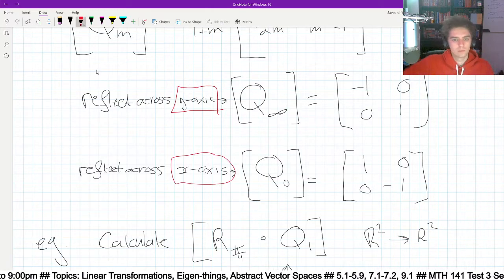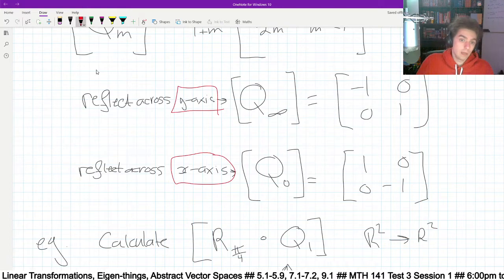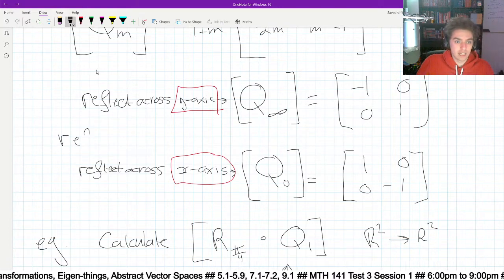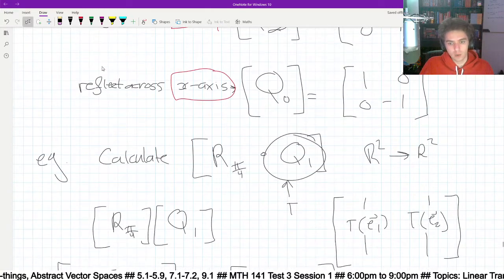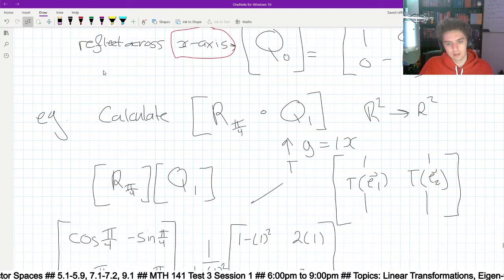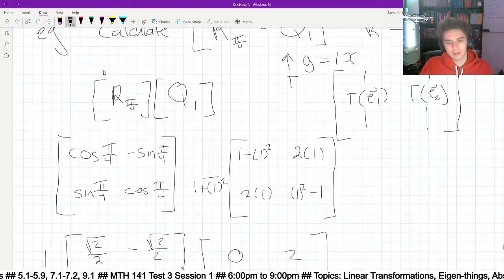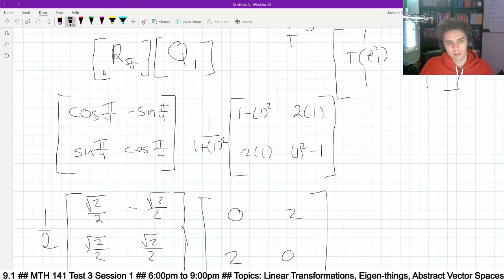I've never encountered it where I have to use that formula, 1 over 1 plus m squared. If it asked you to reflect, well, that's what we did in this question right here. It said reflect over y equals 1x, that straight line. So that would be this here, plugging it into the formula with m.